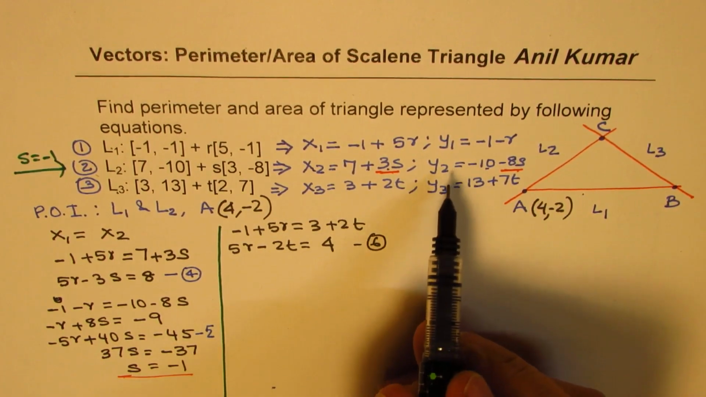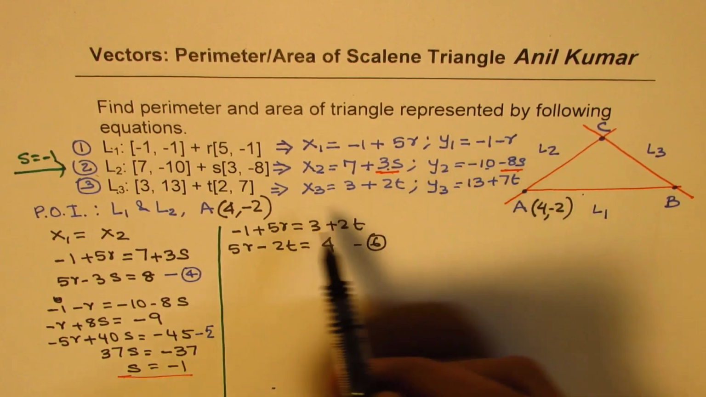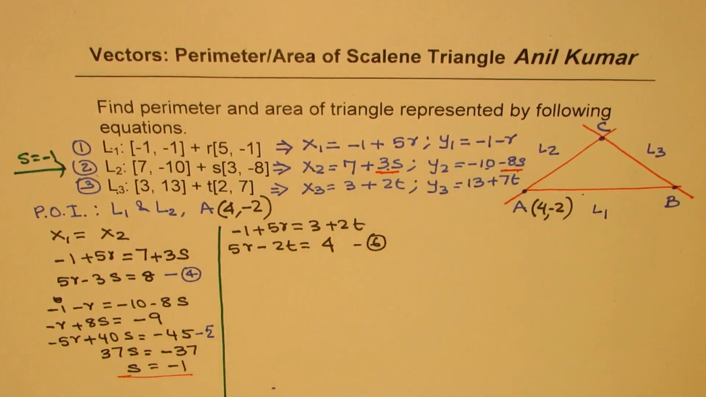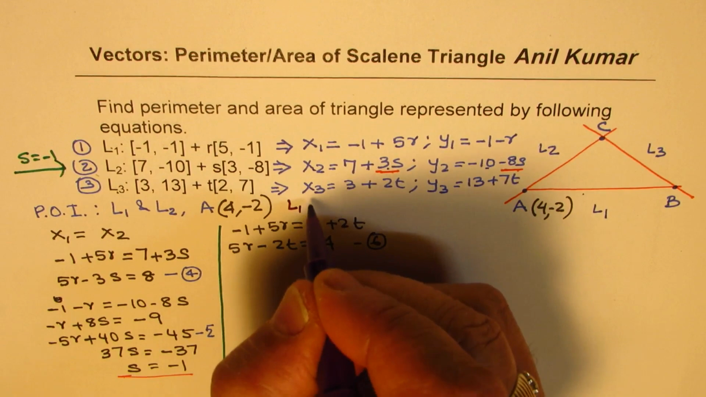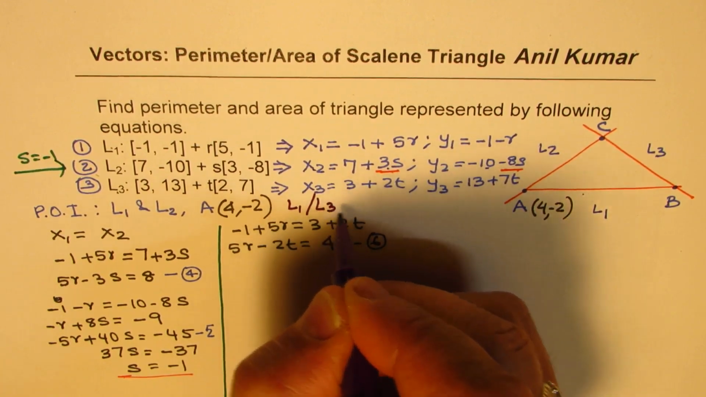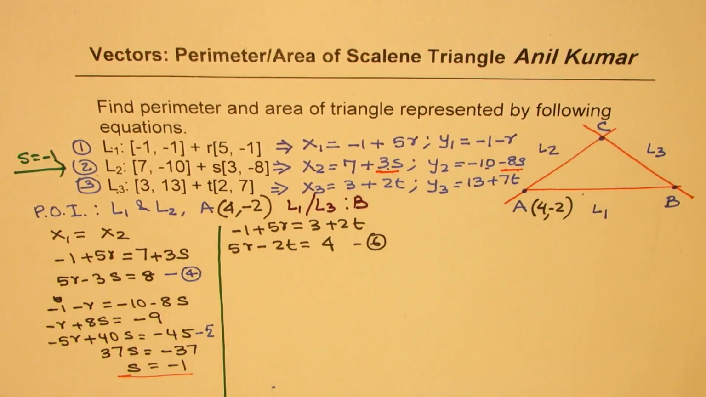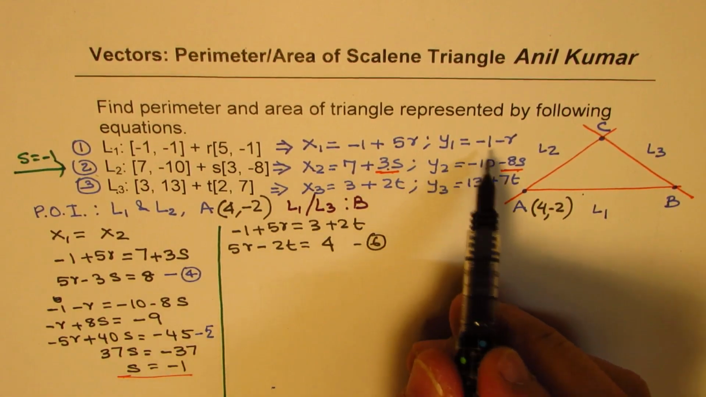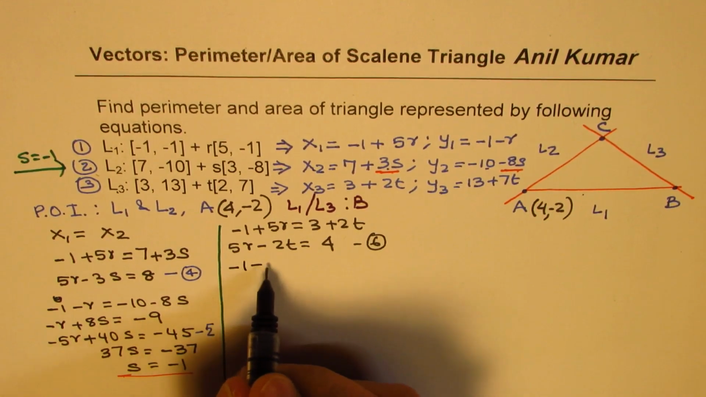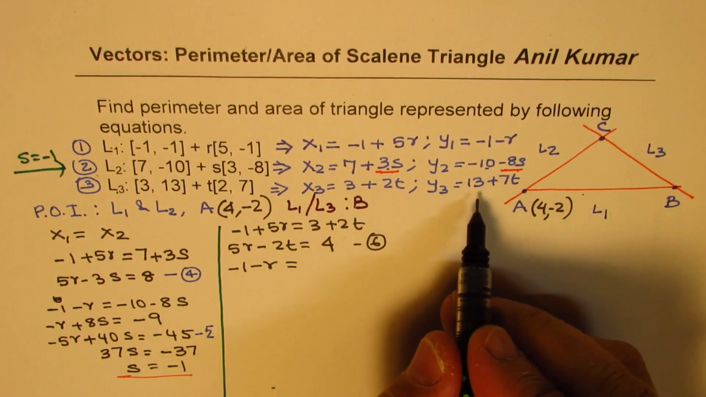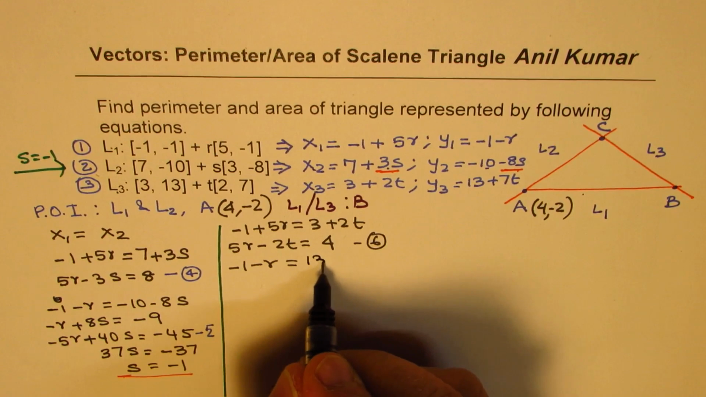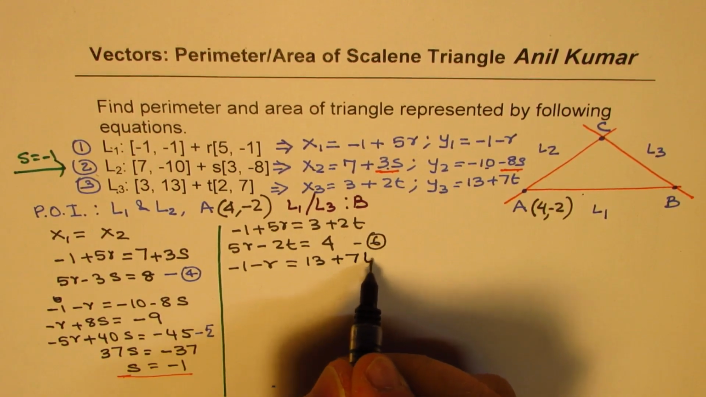The y values will be for 1 and 3. So now we are doing line 1 and line 3 to find point B. Okay? That is the idea. So the y values here are minus 1 minus r equals 13 plus 7t.